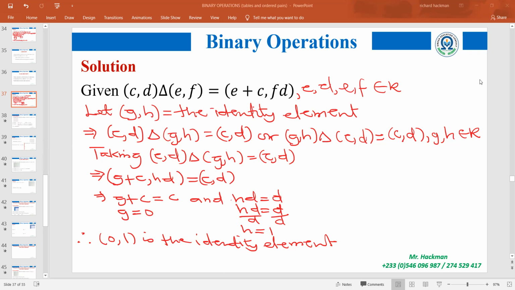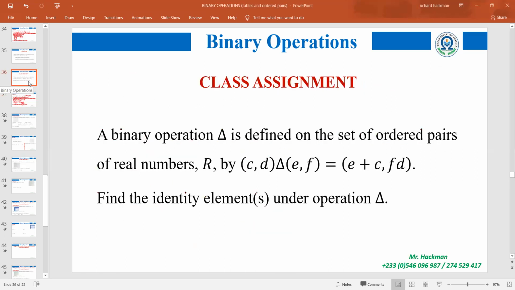And in today's lesson, we are going to look at the solution to the assignment given in the previous lesson. Okay, and this was the assignment. You were given this binary operation defined on a set of ordered pairs of real numbers by what you have here, and you were asked to find the identity element. However, we realize that this operation is commutative, so obviously we'll get only one identity element. The identity element will be unique.